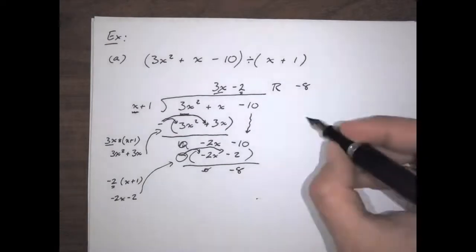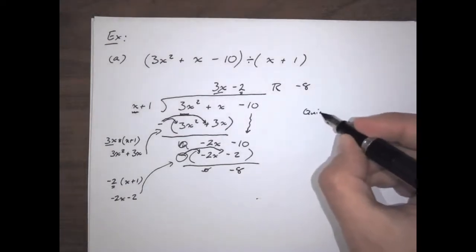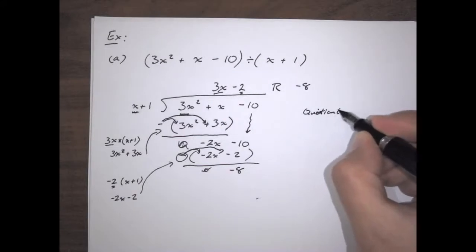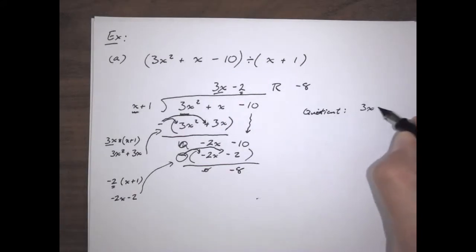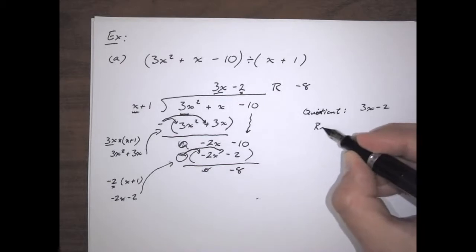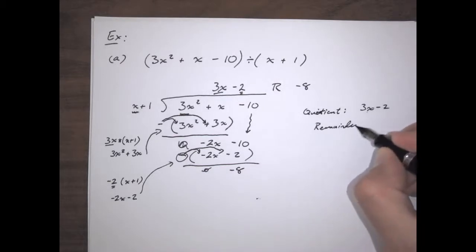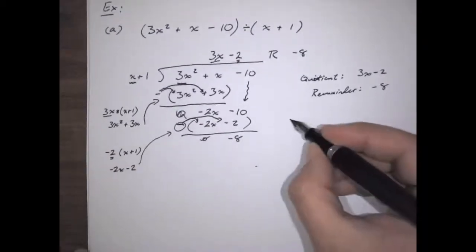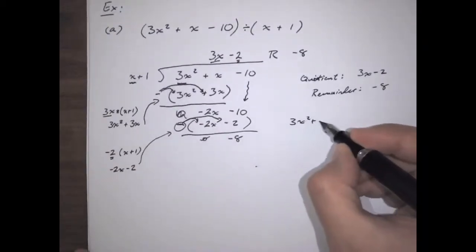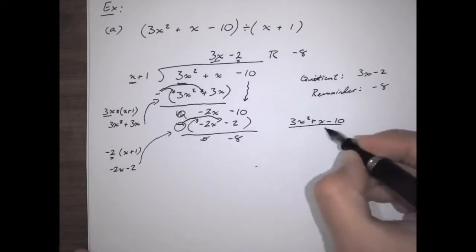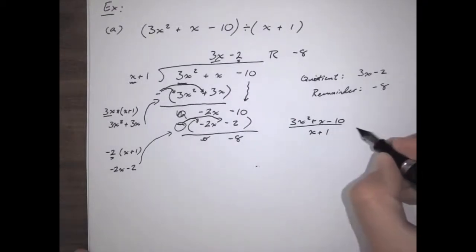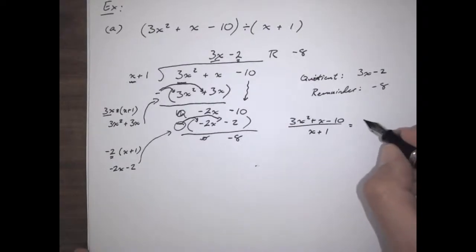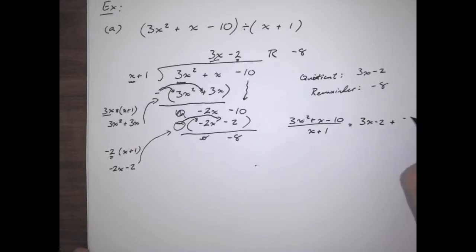So that means the quotient was 3x minus 2, remainder negative 8. Another way of wording this would be to say 3x squared plus x minus 10 all divided by x plus 1 is the same as 3x minus 2 plus negative 8 over x plus 1.